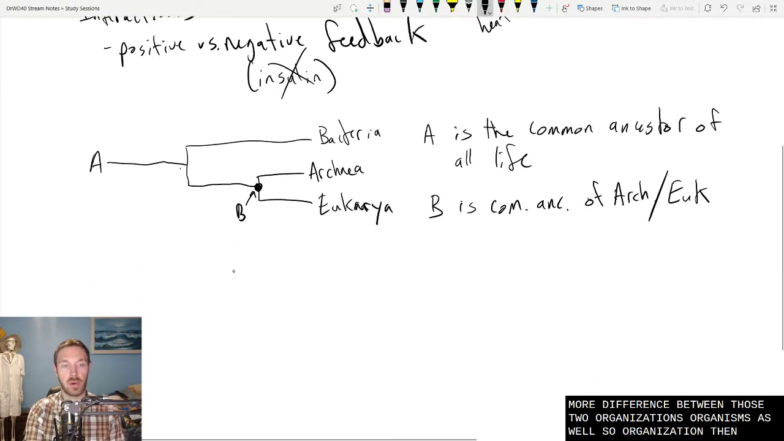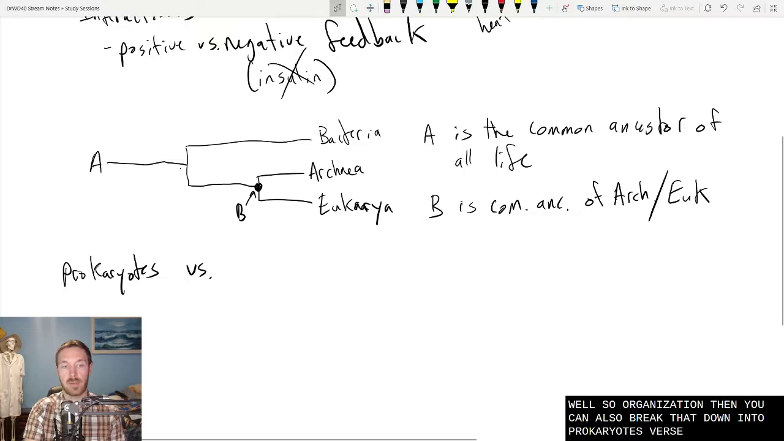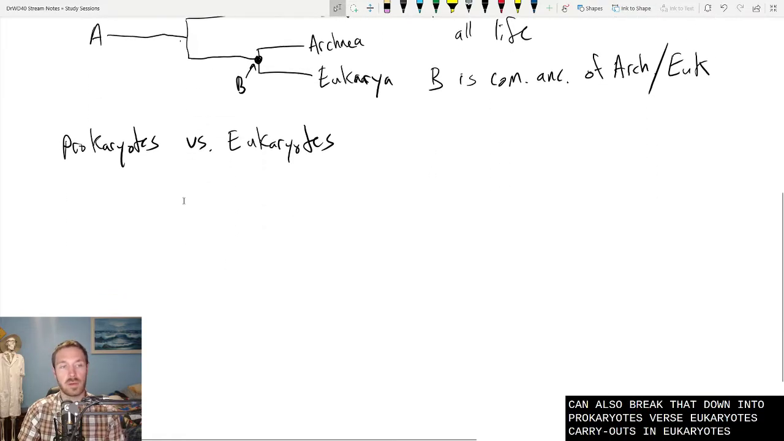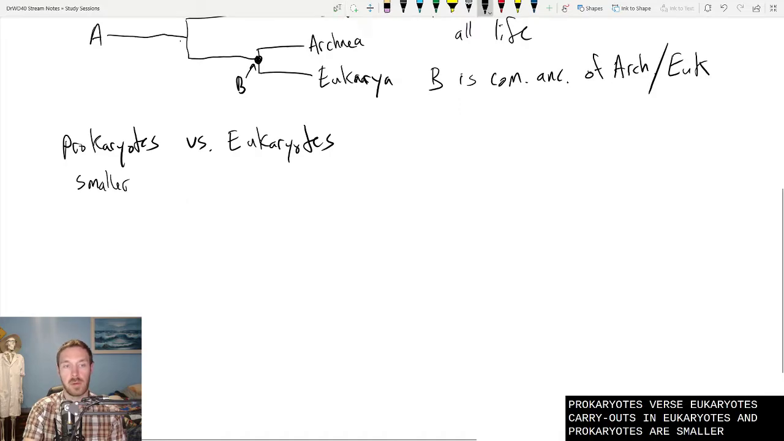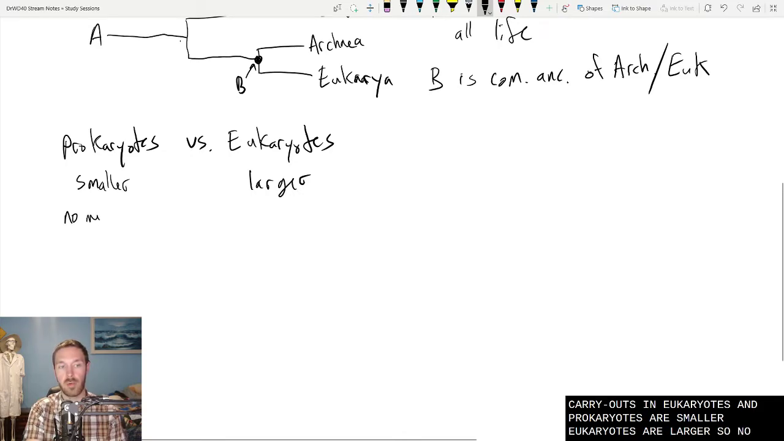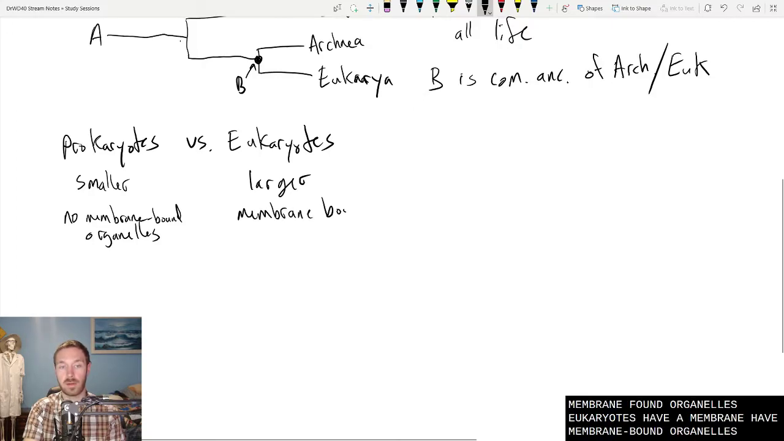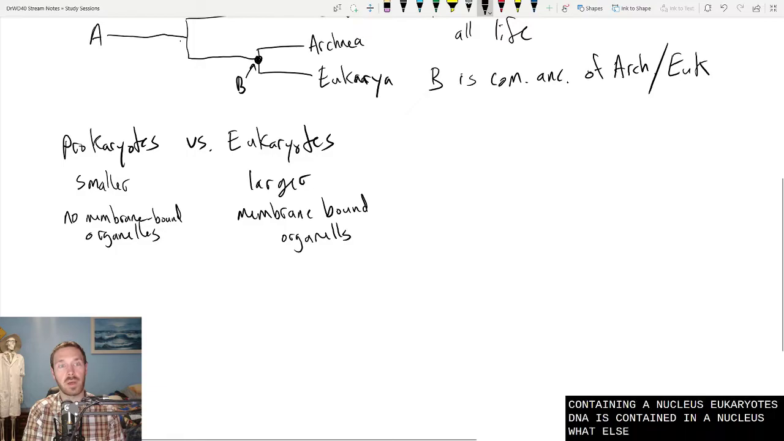So organization then, we can also break that down into prokaryotes versus eukaryotes. So prokaryotes and eukaryotes. Prokaryotes are smaller. Eukaryotes are larger. Prokaryotes have no membrane-bound organelles. Eukaryotes have membrane-bound organelles. Prokaryotes' DNA isn't contained in a nucleus. Eukaryotes' DNA is contained in a nucleus. What else? Larger, smaller.